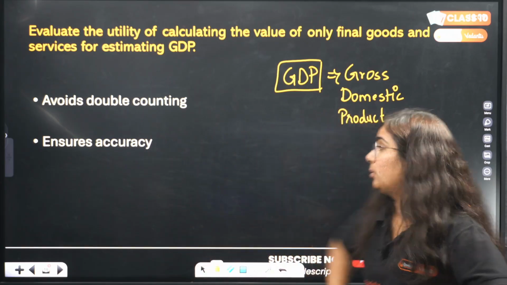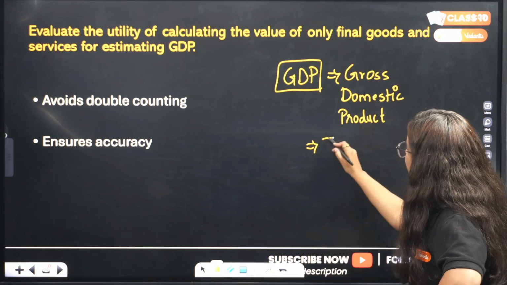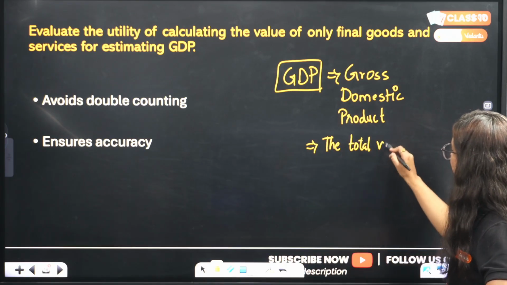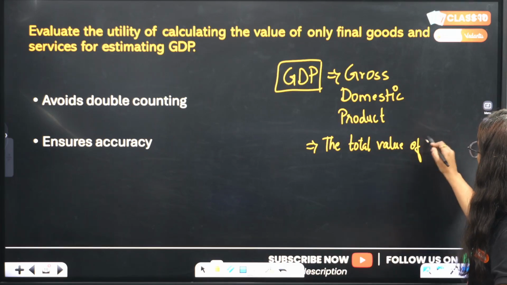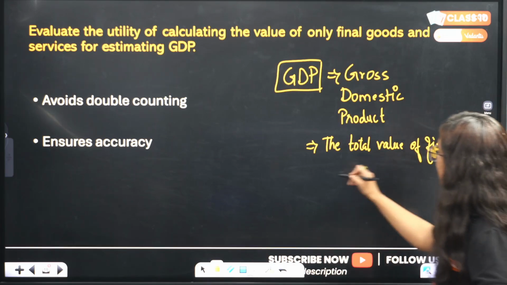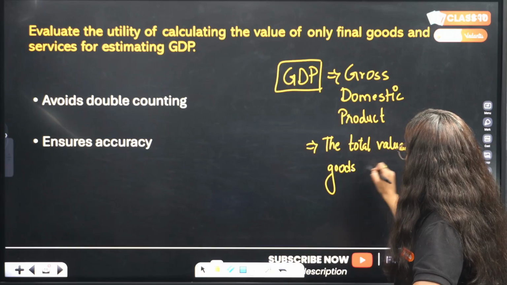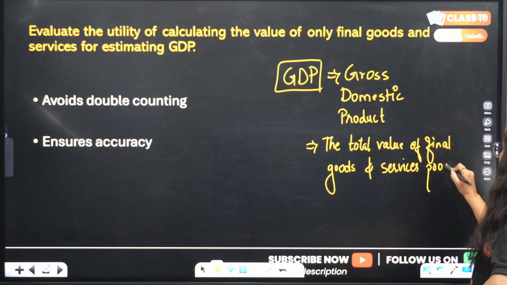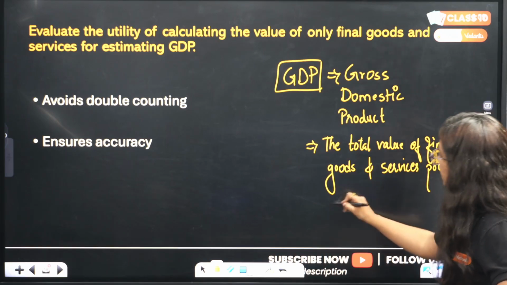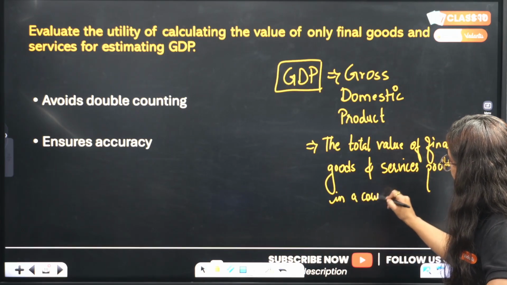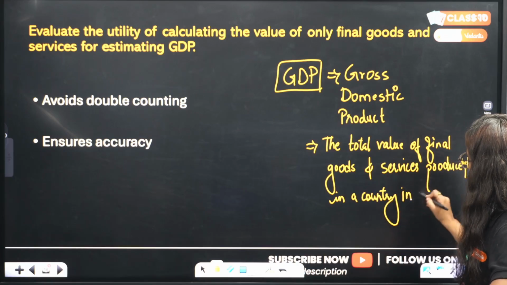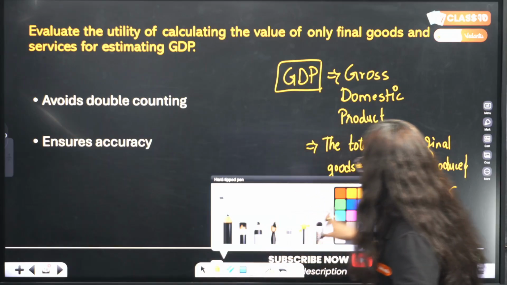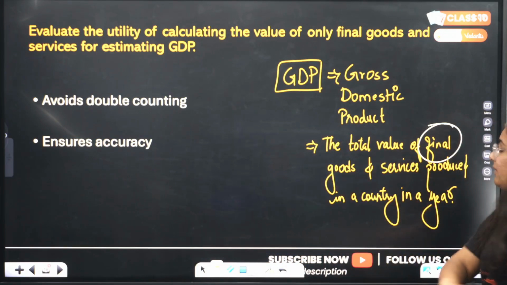Now I'll tell you the exact definition. What is GDP? The total value of final goods and services produced within a country in a year. In a year. Theek hai bhai. Now what is the main point over here? The main point is this word, which is final.